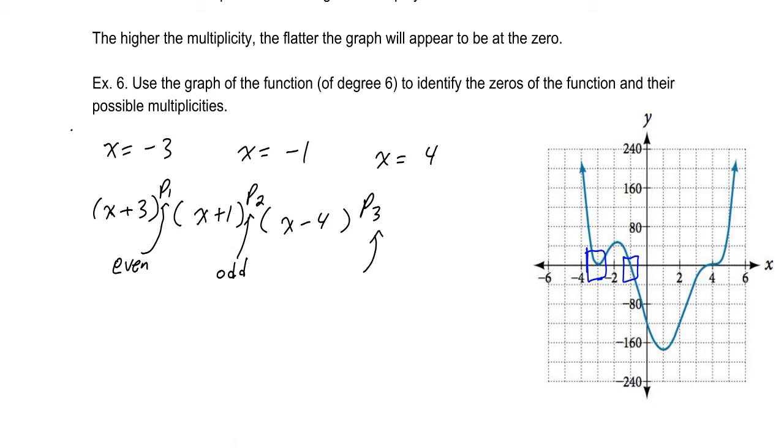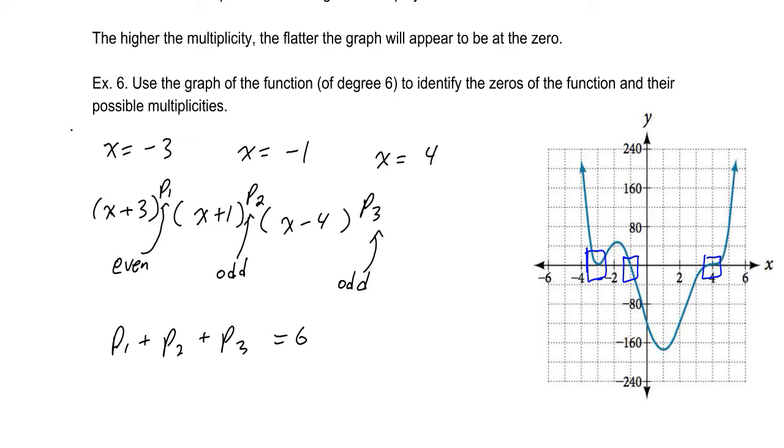All right, now P3, looking at 4, that curves a bit more. This one is odd because it crosses. So we have an even, an odd, and an odd number that add up to be 6. P1 plus P2 plus P3 equals 6, because this is polynomials of degree 6.